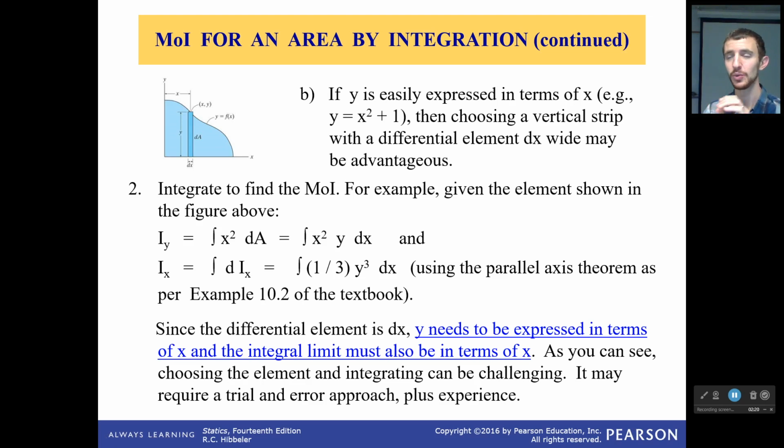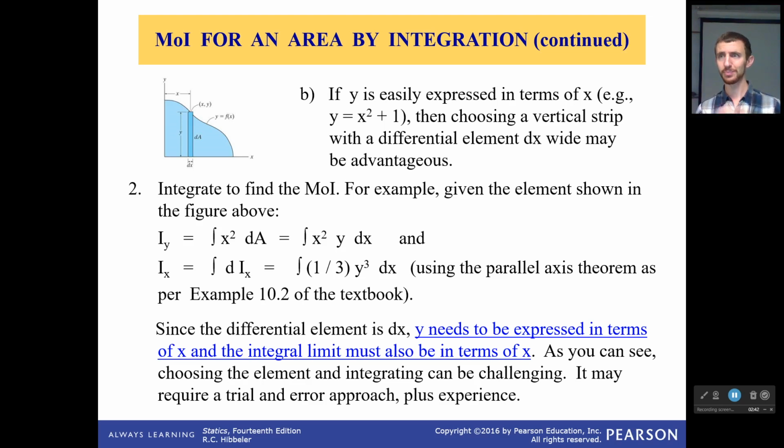Being super honest, if you get a super difficult integral, like this integral is just crazy, you probably need to do it in terms of a different strip. So if you chose horizontal, try choosing vertical, or vice versa. This does take some trial and error. You're going to have to practice, and you will get better at it as you go. It can be challenging, but it shouldn't be extremely hard.